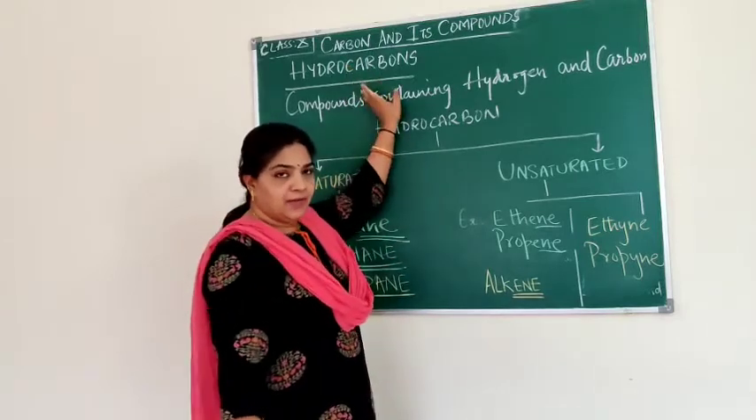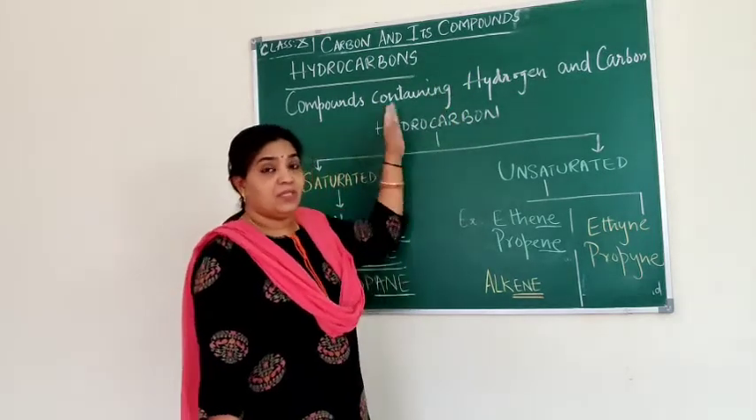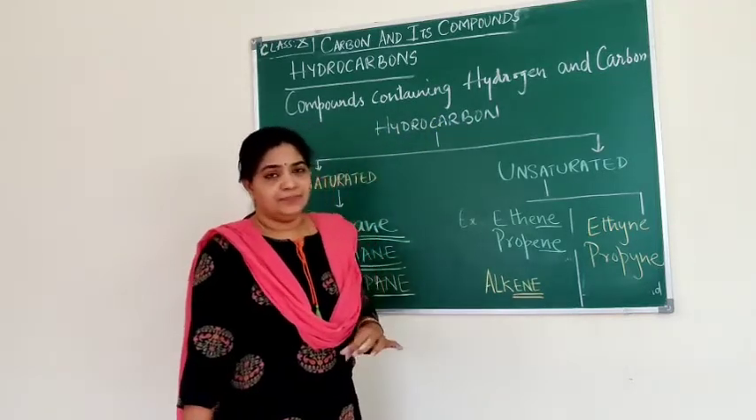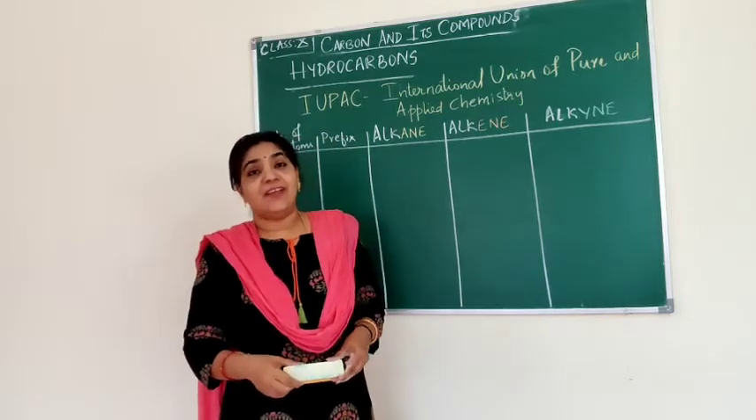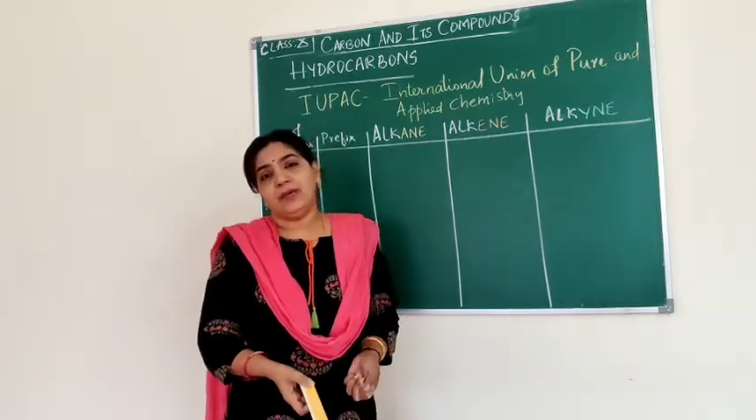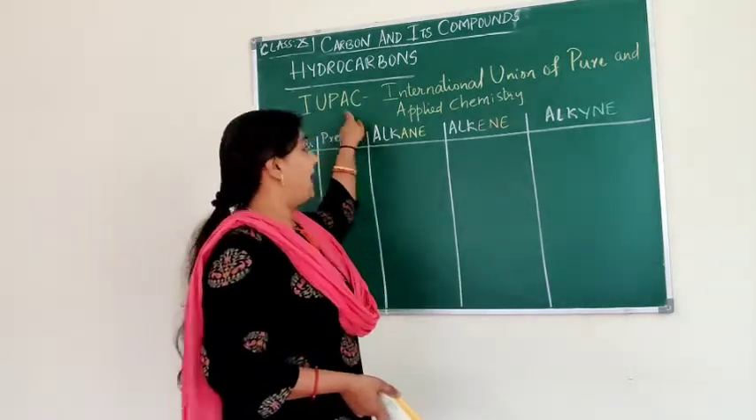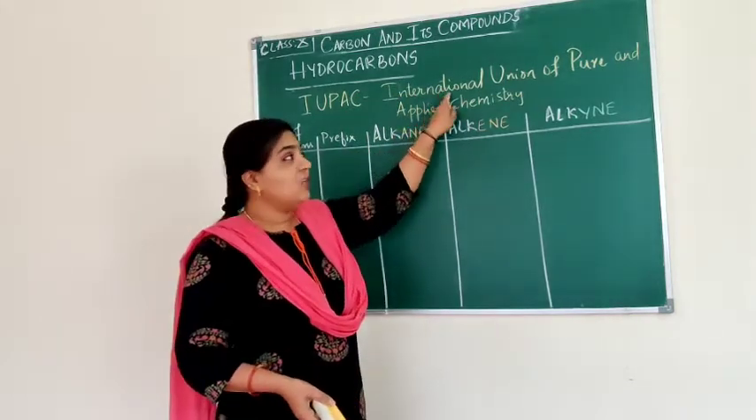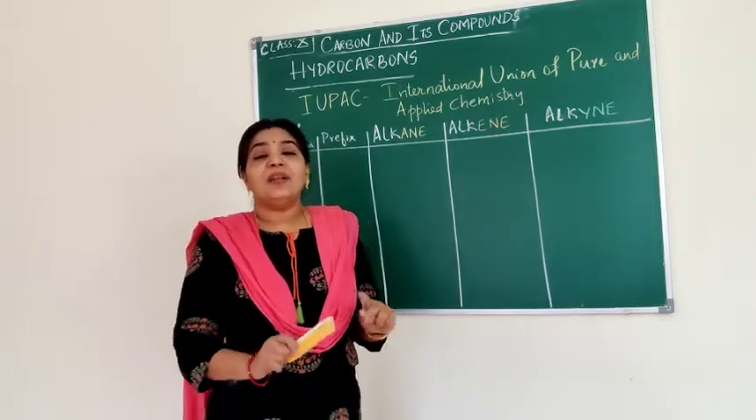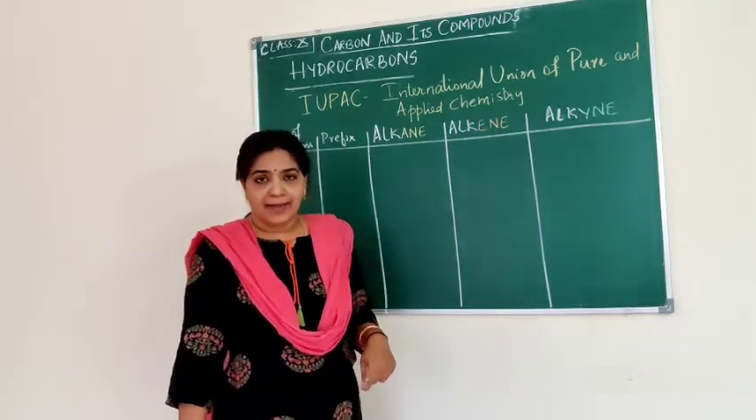If the number of carbon atoms is 1, what is the alkane called? If the number of carbon atoms is 2, what is it called? Let us learn that. How do we give the names? The name is not given by us; it is given by an organization called IUPAC, the International Union of Pure and Applied Chemistry. They give the names.